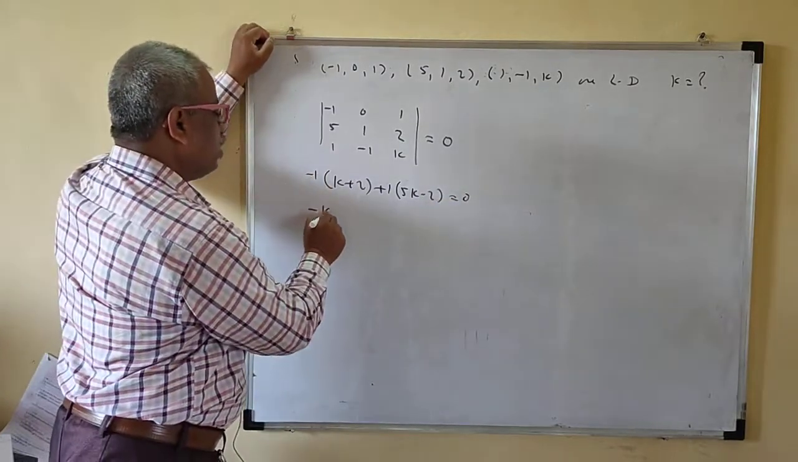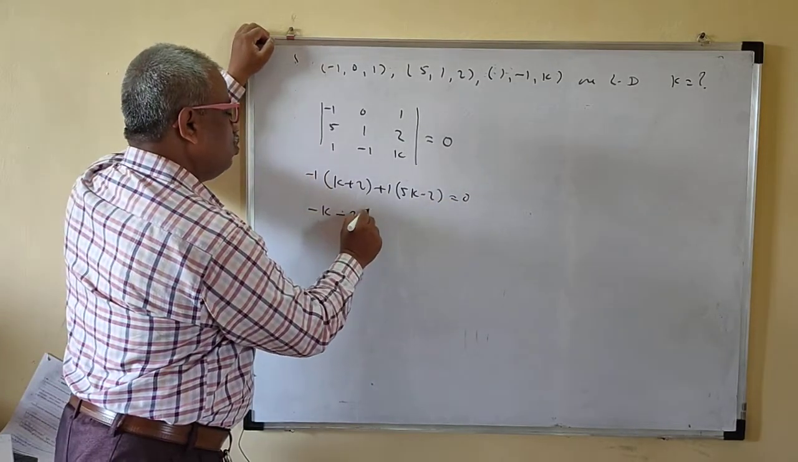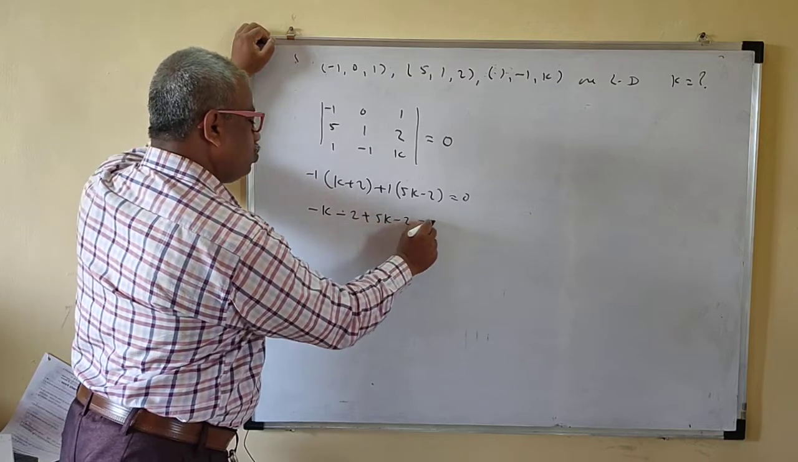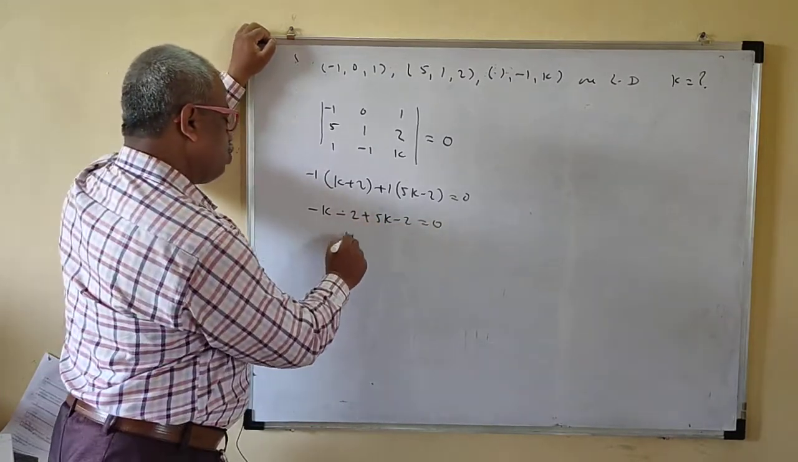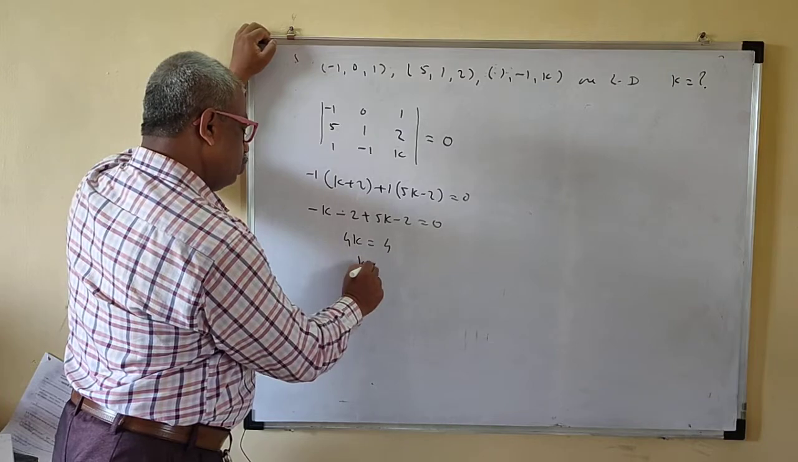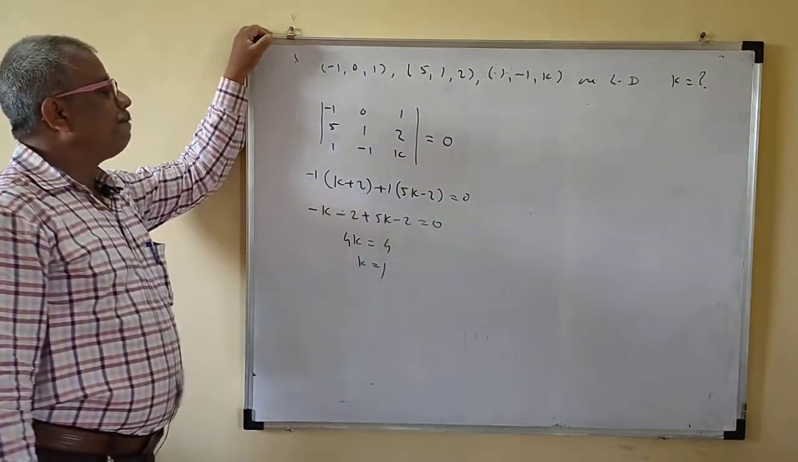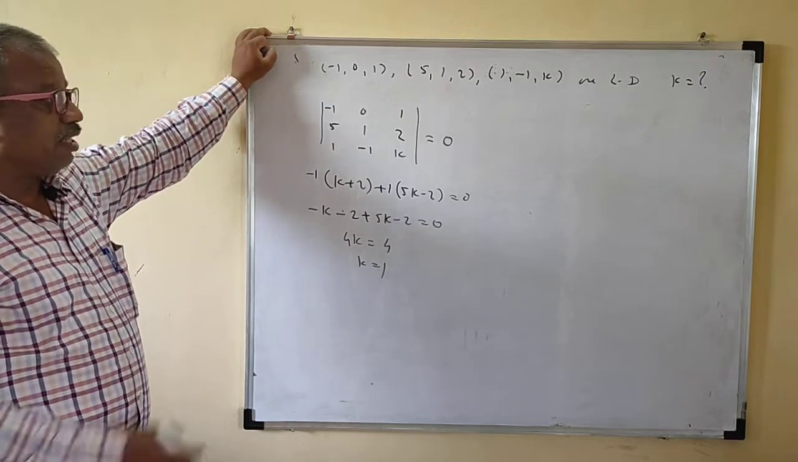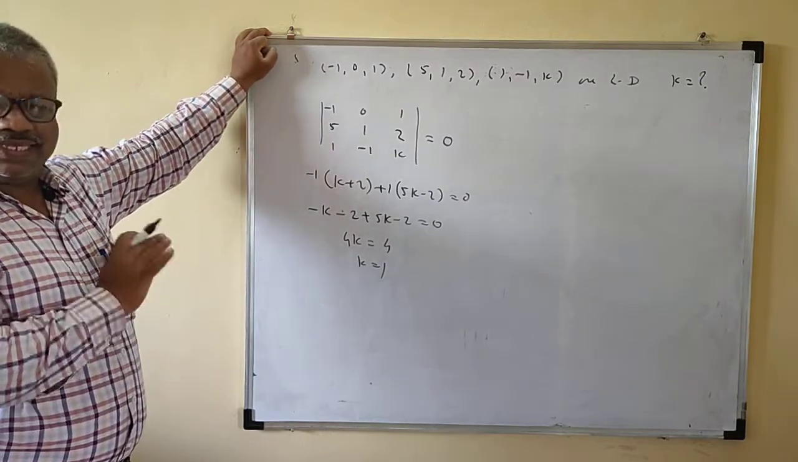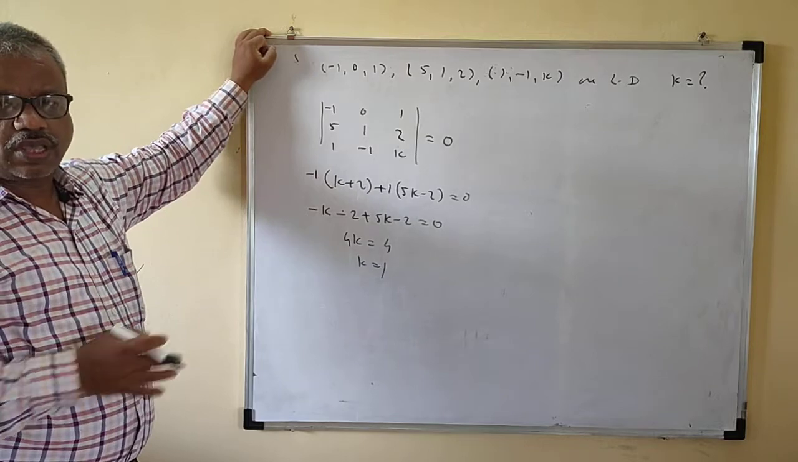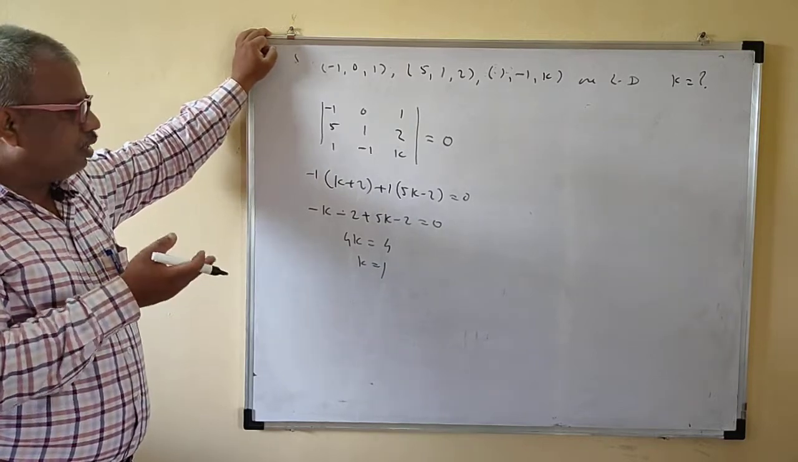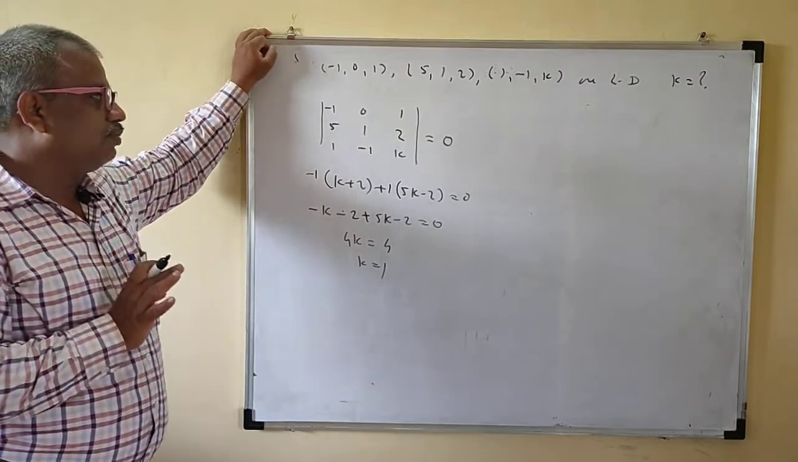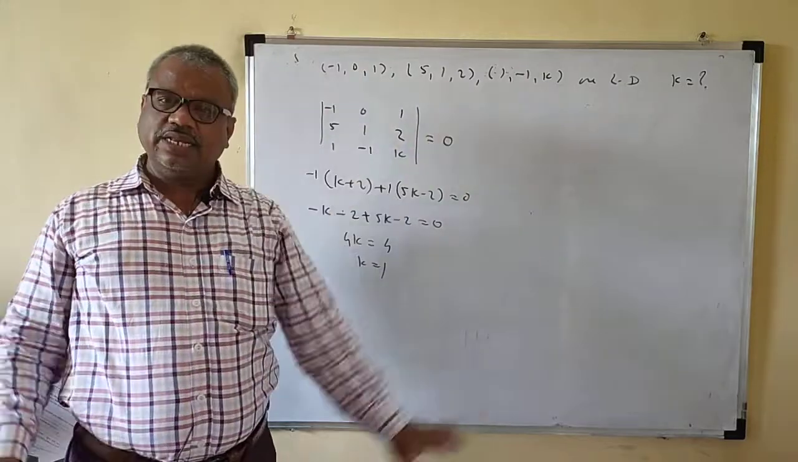So this is minus k minus 2 plus 5k minus 2 is equal to 0. So 4k is equal to 4, so k is equal to 1. The value of k is 1. In this way, you can easily find the value of k, within 1 or 2 minutes. So for k equal to 1, these vectors are linearly dependent.